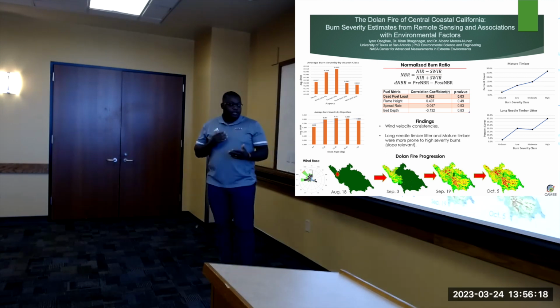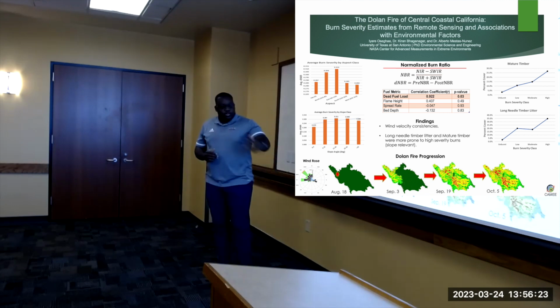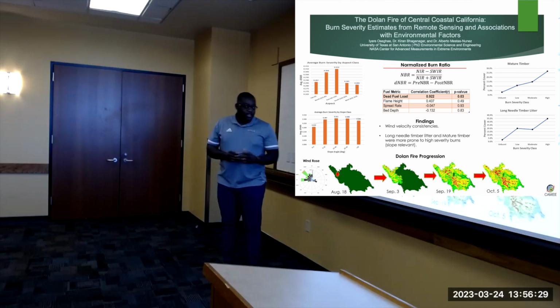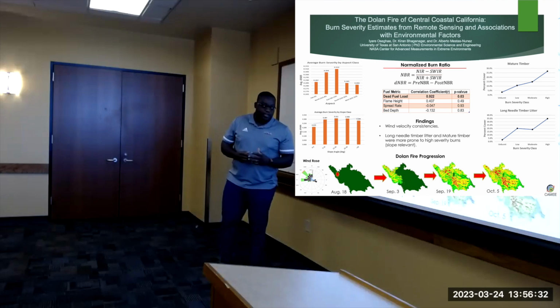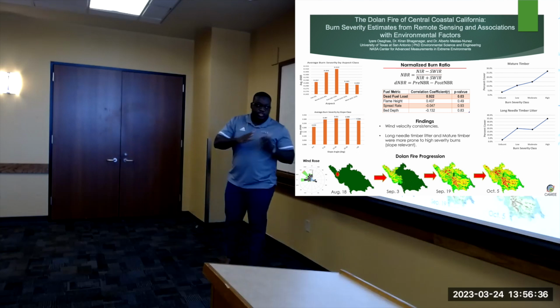Here we have how the fire progressed from August 18th, 2020 to October 5th, where the dark green represents the unburnt, light green is low severity, yellow is moderate, and red is high severity. And this red star indicates the ignition site. You can see that the fire is generally moving from the northwest to the southeast.